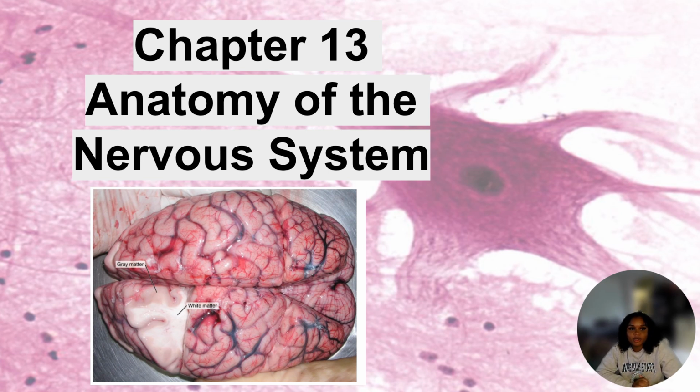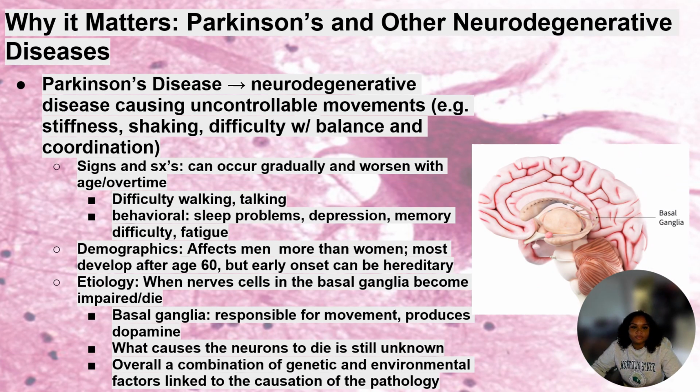We are going to be finishing up with Chapter 13, which is the anatomy of the nervous system. I'm going to get into neuroanatomy here, specifically the central nervous system this week. So let's go ahead and get into it. I always give a why it matters slide.